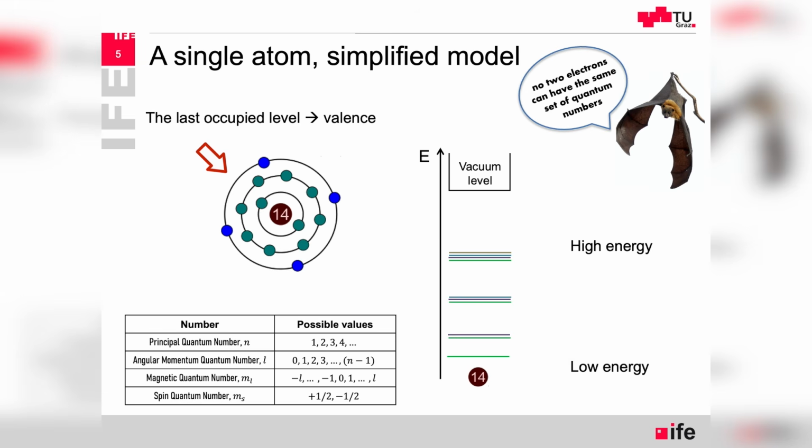This is a simple model of a silicon atom. We have the nucleus and 14 electrons around it. For each electron, there will be a defined quantum state. It's defined by the 4 quantum numbers, and no 2 electrons in the system can have the same set of quantum numbers. That's valid starting from the single atom, but also for a system of atoms.